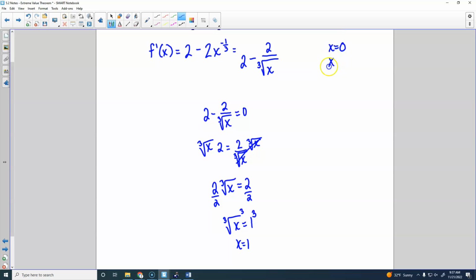And in this particular case, you could probably just think about what number would give you 0 there, right? 2 minus 2 over 1 would be 0.